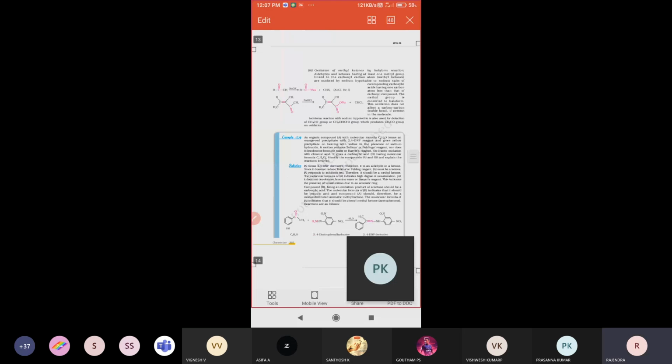Right. Up to reduction we covered in yesterday's class. So what are Wolff-Kishner reduction and Clemmensen reduction? Up to that, we saw yesterday.